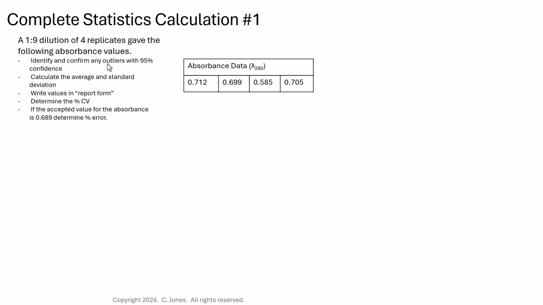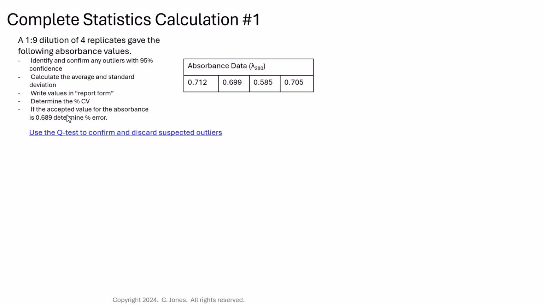outliers. Remember, we always try to figure out if there's outliers before we do any of the rest of the calculations. Then we calculate the average and standard deviation, then write the values in the report form, determine the percent coefficient of variation, and then if the accepted value of the absorbance is 0.689, determine the percent error from this set of measurements. So first, use the Q test to confirm and discard suspected outliers.